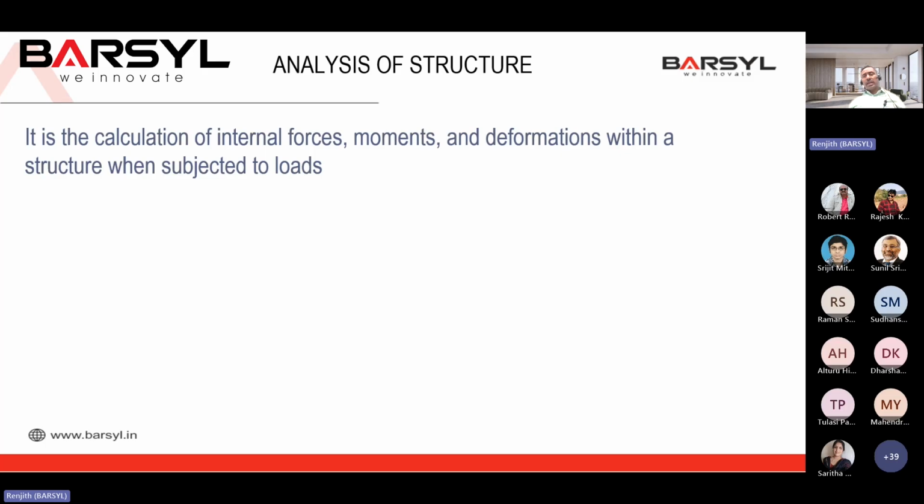These abutments are basically a cantilever. The action is similar to a cantilever retaining wall. If you know the design of a cantilever retaining wall, the abutment design is very simple.